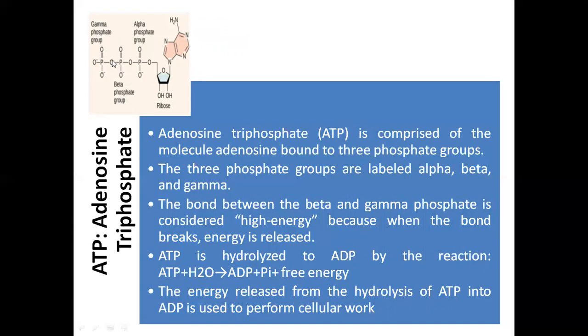The bond between the beta phosphate group and the gamma phosphate group is considered a high energy bond, because when the bond is broken, the energy is released. And this energy can be used to perform different kinds of cellular functions. The reaction through which the energy is released is when the ATP is hydrolyzed, or when the ATP combines with a molecule of water, it releases the energy and gets converted into ADP, which is adenosine diphosphate.